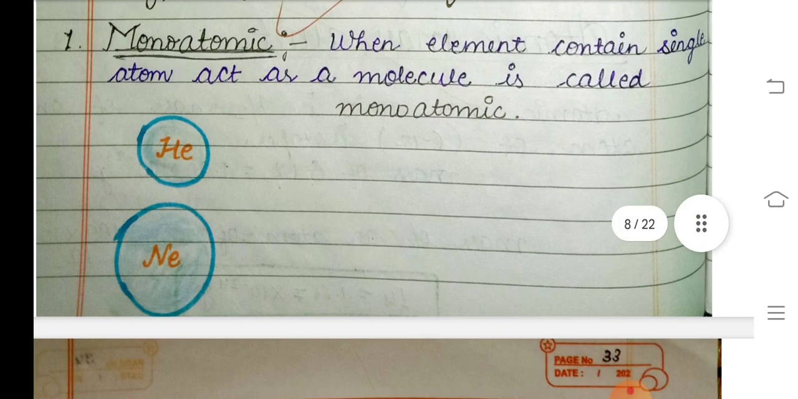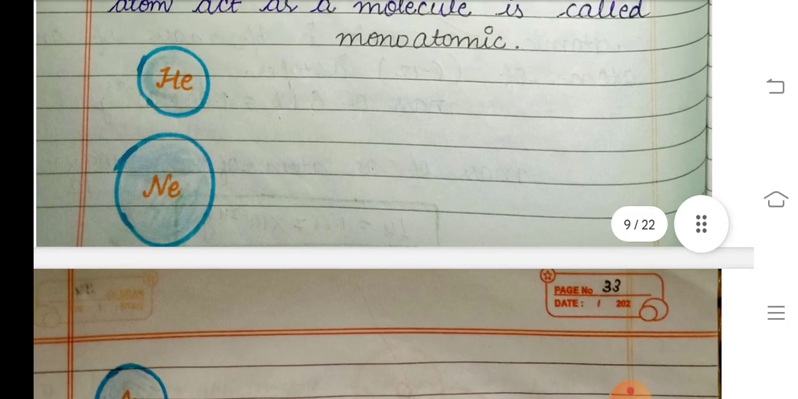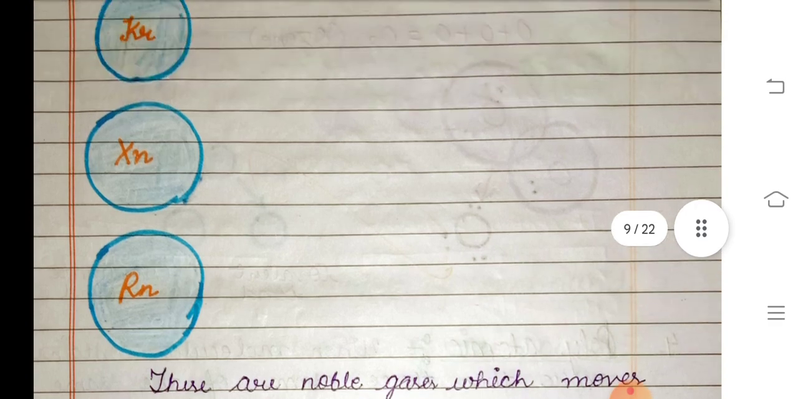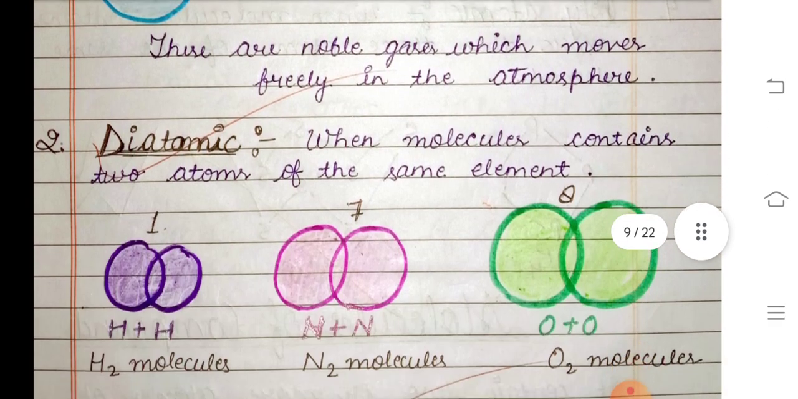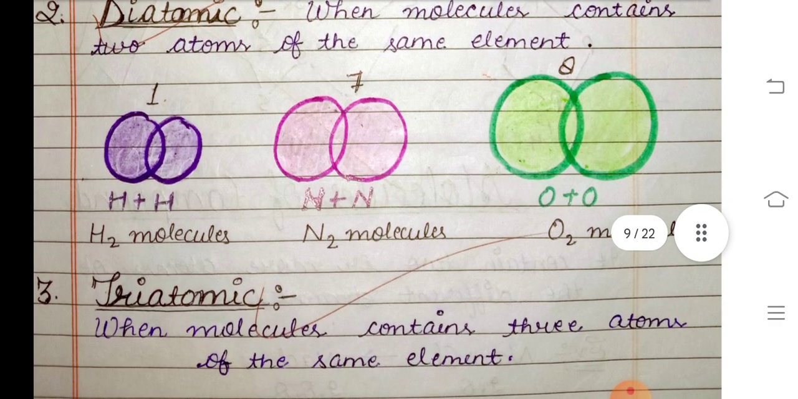So monoatomic means an element contains a single atom, right? So this is called monoatomic. And anyway, these are the examples. So an element which contains two atoms is called diatomic.